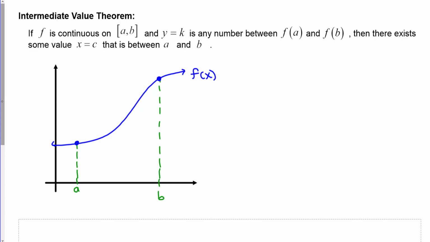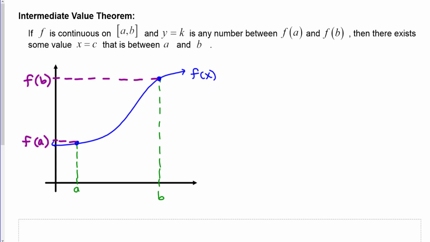So I have a continuous function on a closed interval from a to b. Now, it tells me that y equals k needs to be a number between f of a and f of b. F of a and f of b, these are going to be the y values associated with the points a and b through the function f. So let's say, for instance, I calculate f of a. That would be this point right here. That's f of a. So the y value associated with that x value. And then f of b is this point up here. So the y value associated with the point x equals b.